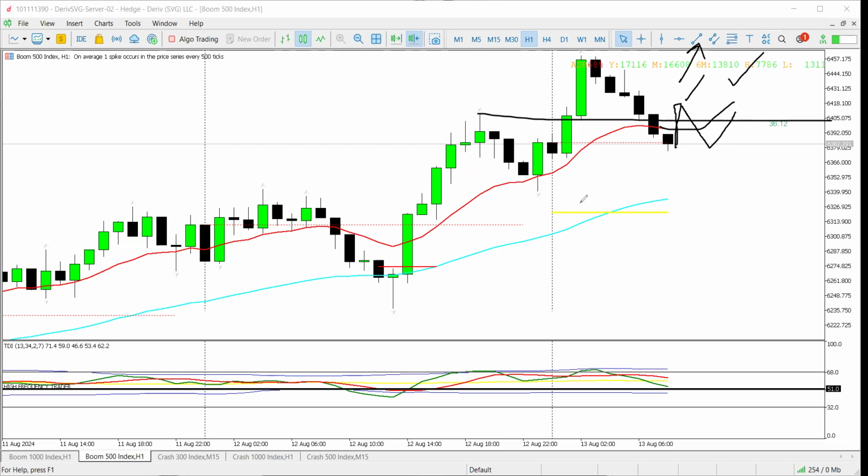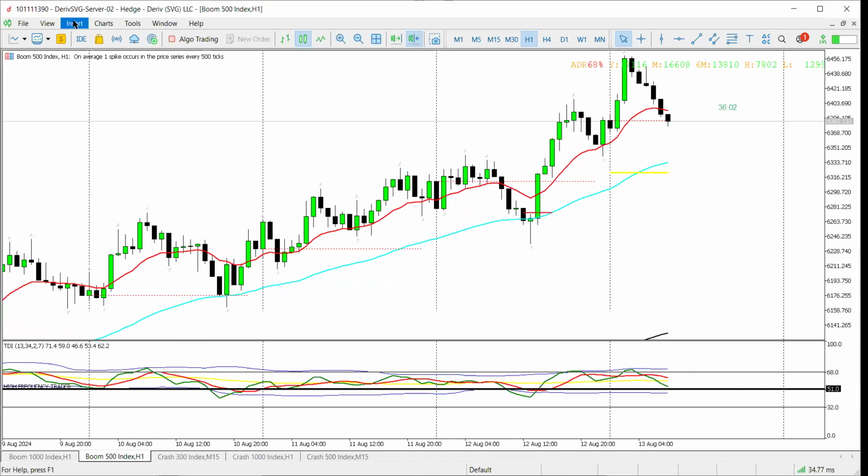If we do come a little bit lower, price might still be coming to this particular level, because remember, we're talking about market structure. So there's a lot of terminologies I use.